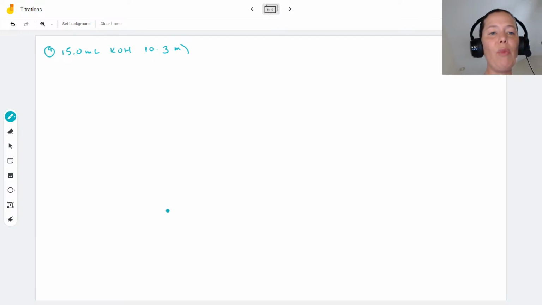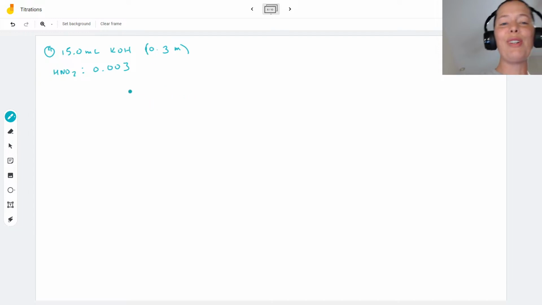Okay, 0.3 molar. We know our moles of nitrous acid are 0.003. And then for our potassium hydroxide, we have done this calculation before in the previous problem, and we have 0.0045 moles of potassium hydroxide.